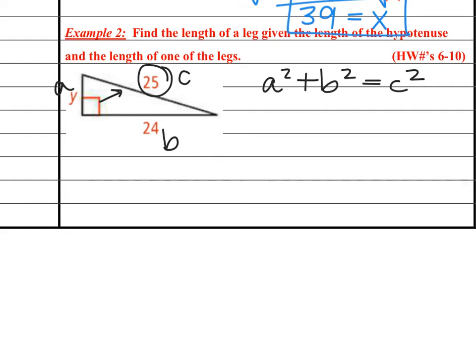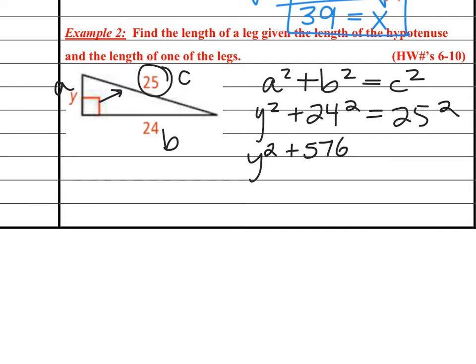And so we're going to plug in what we know. Y squared plus 24 squared is equal to 25 squared. Mira, what's 24 squared? 576. Good. Eventually, it would be great if you could memorize that one. Now, 25 squared, we probably should know. What's that one? 625.